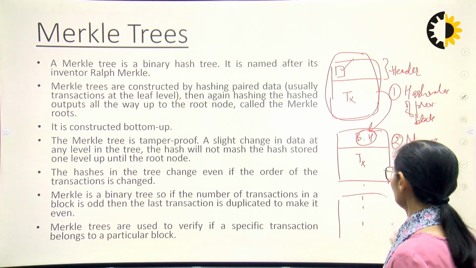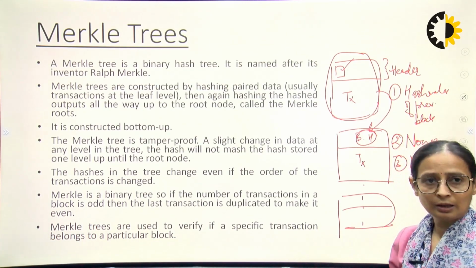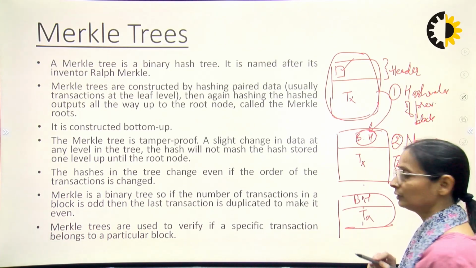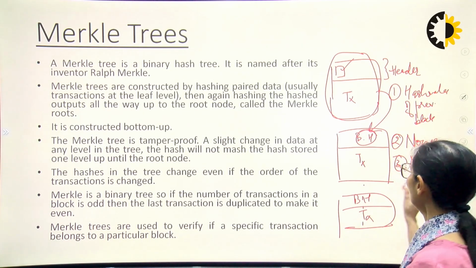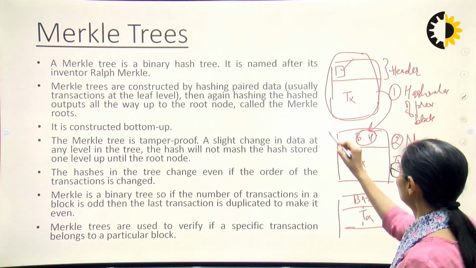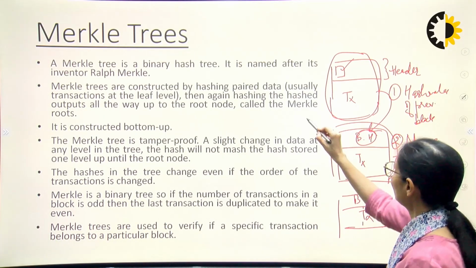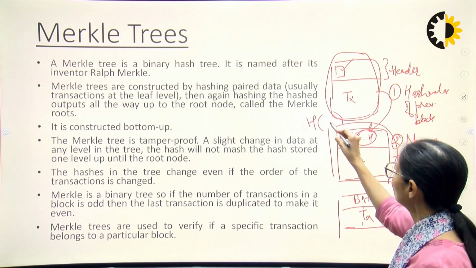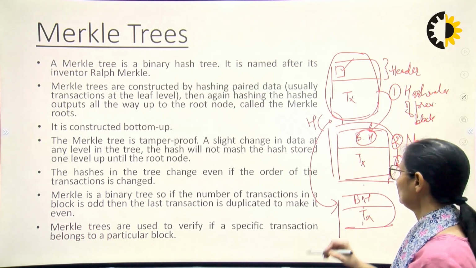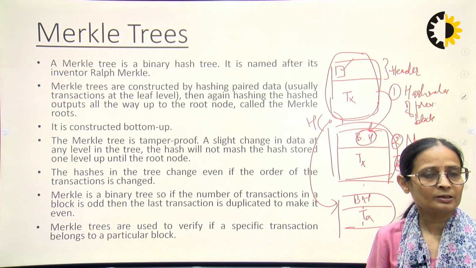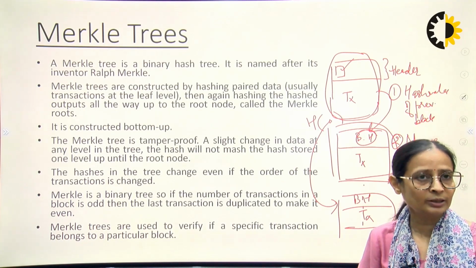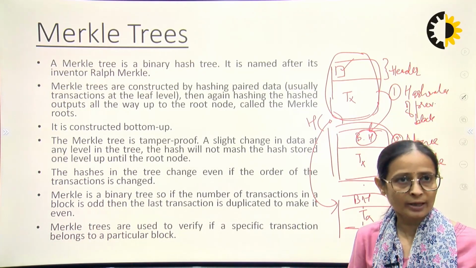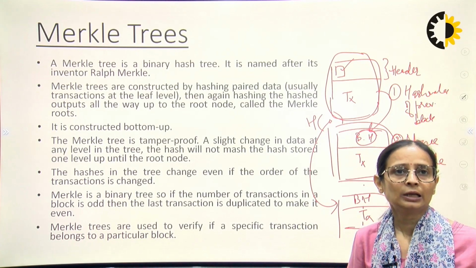Similarly, this may be another block. Again, we have a block header and a set of transactions. Now for this block, we compute the hash value of the previous block, and this hash value is stored here. This is how the hash chain is formed in a blockchain, and that is how the chains in the blockchain are formed with the help of a hash chain.